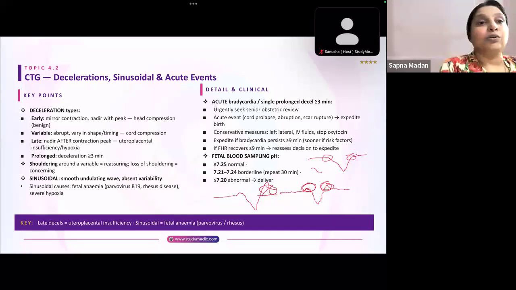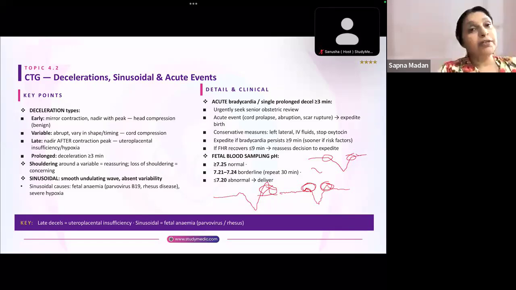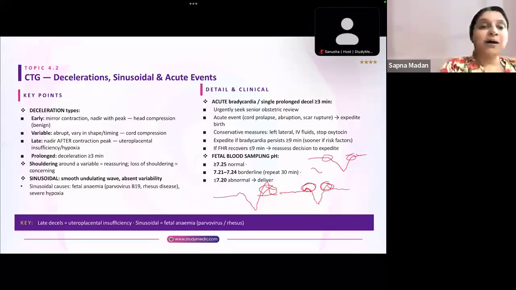If in between this time, so there has been a prolonged deceleration for 3 minutes, but it comes back to normal, let's say around 6 or 7 minutes, then you're going to relook your decision. You're going to reassess your decision to expedite the birth, but of course, keep that patient under close observation.